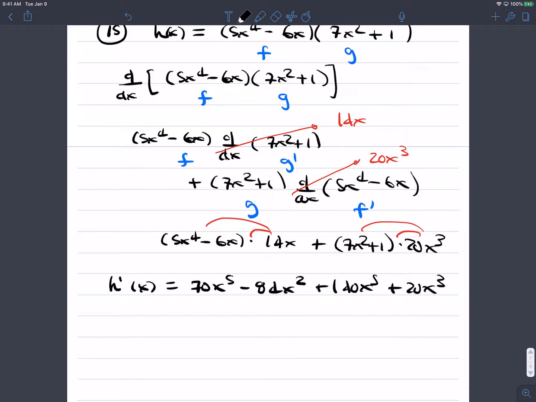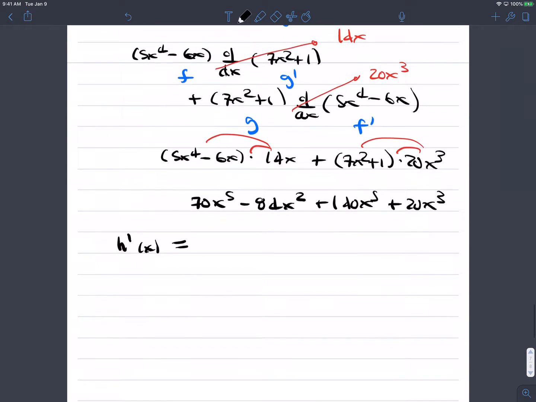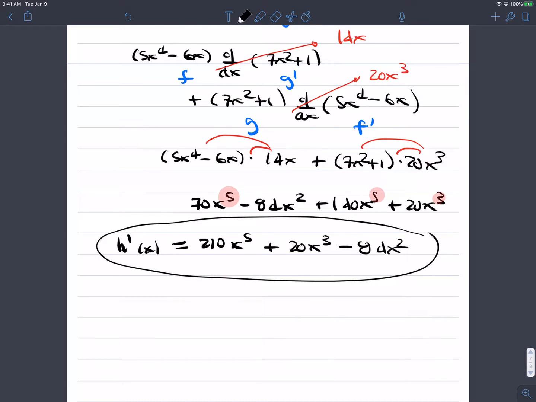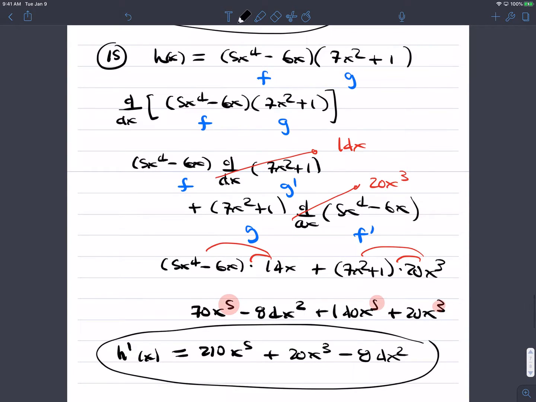So we'll now combine like terms. And we don't have to put this h prime quite yet. Let's combine our like terms for the final answer. And let's notice that we have what? Fifth power. So this will give us 70 plus 140. That's 210x to the fifth. And don't forget you have the x cubed power here, and it doesn't combine with any other term. 20x cubed minus 84x squared. So ladies and gentlemen, here you go. Here's number 15.